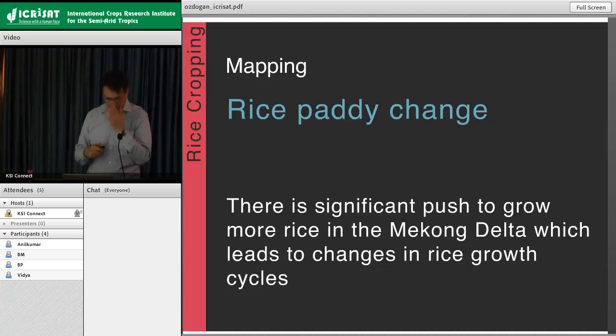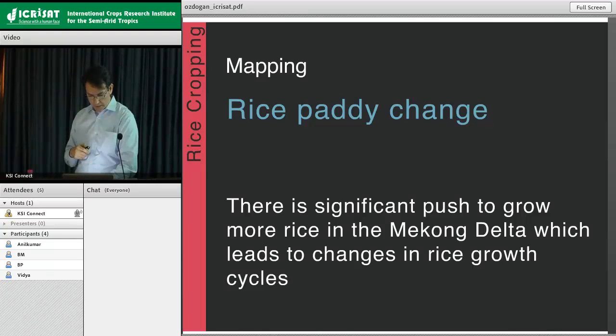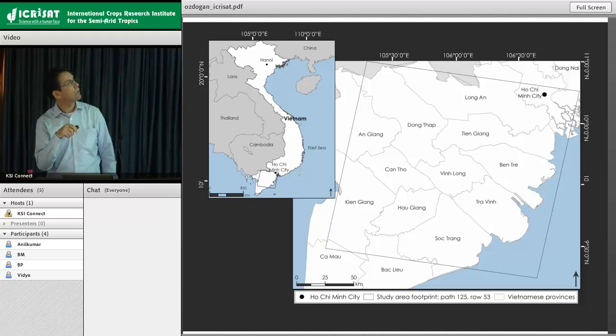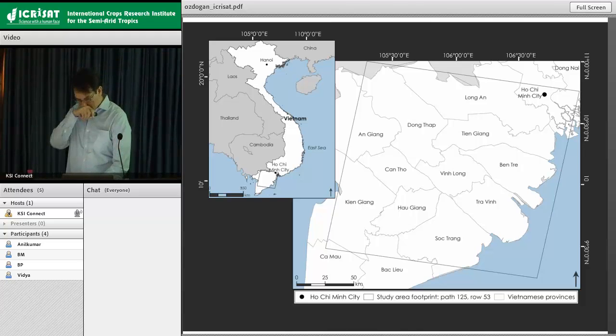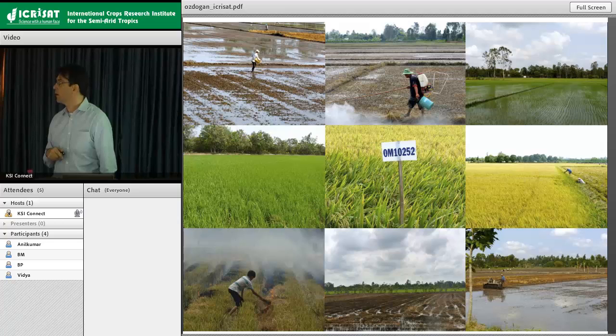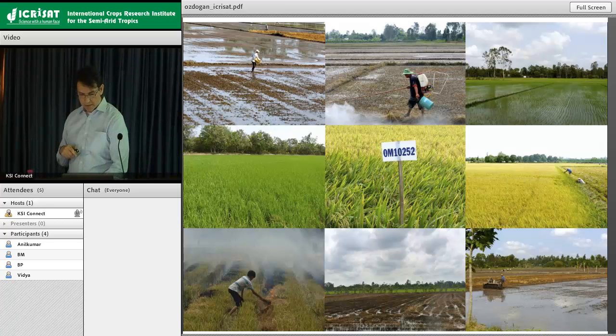Again, there's a significant push for growing more rice in the Mekong Delta, and this is the footprint of an individual Landsat scene, one of the satellites that we work with. This is the Mekong Delta, covering 80% of the delta, and that part is located in the southern end of Vietnam. And these are just some pictures of rice growing in that part of the world at different parts of the season, different cycles, etc.